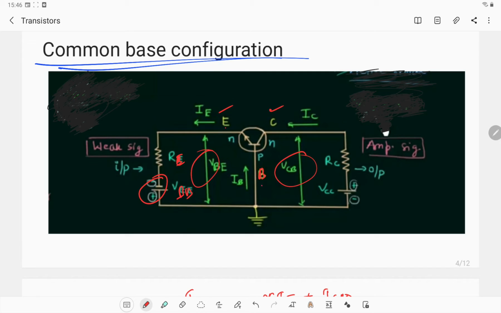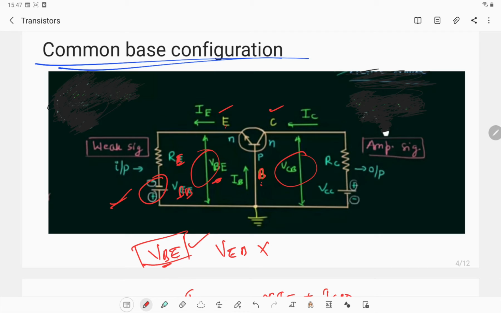This is the input circuit. Here are the emitter and base. In between the emitter and base, there is a potential difference VBE. You have to represent it as VBE, not VEB. That representation is wrong; this one is correct. Why? Because the base is connected to the positive terminal, therefore it is at high potential. Here I have to write the high potential before the low potential.